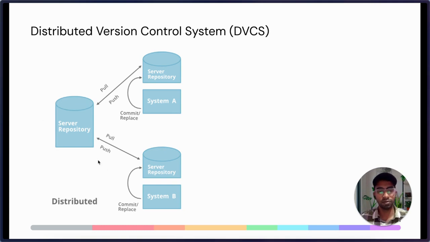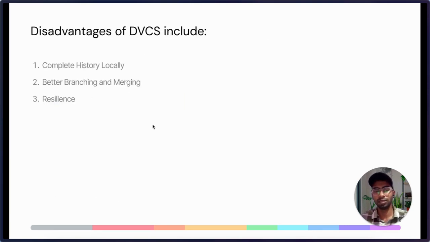As the image states, there is a server repository and the copies are also stored locally. Therefore, we have a lot of advantages with this DVCS. The three main advantages are complete history locally. So every developer has the entire project history, so they can work offline and still have access to all previous versions.